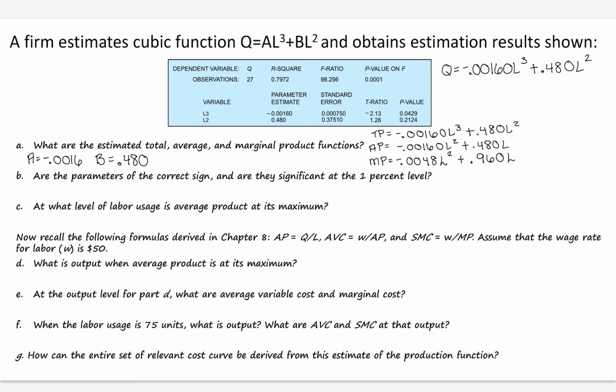Are they parameters of the correct sign, and are they statistically significant at the 1% level? Yes. Correct sign. A should be negative and B should be positive, but not statistically significant at the 1% level. And we know that because of our p-values in that final column.